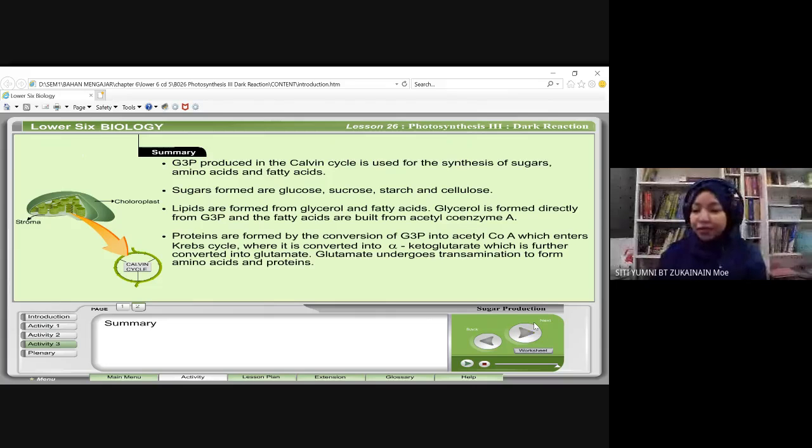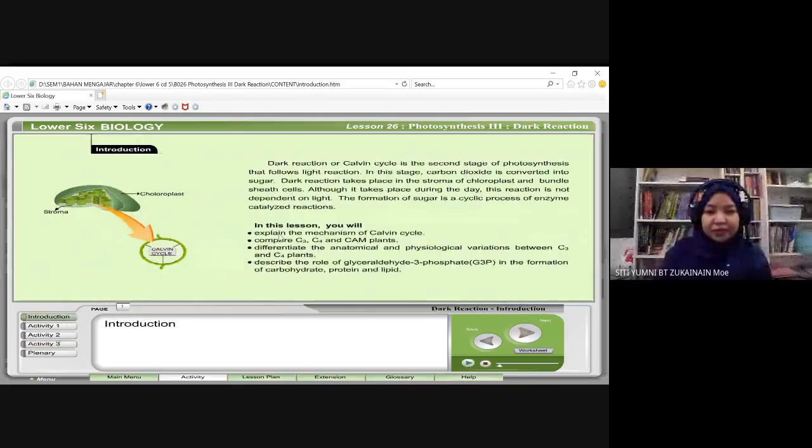Glutamate undergoes transamination to form amino acids and proteins. Okay, so for today, that's all. As I mentioned previously, for today you just need to know how to explain the mechanism of the Calvin cycle and describe the role of G3P in the formation of carbohydrate, protein, and lipid. And the significance of the Calvin cycle, remember that only one carbon dioxide molecule is incorporated at a time.